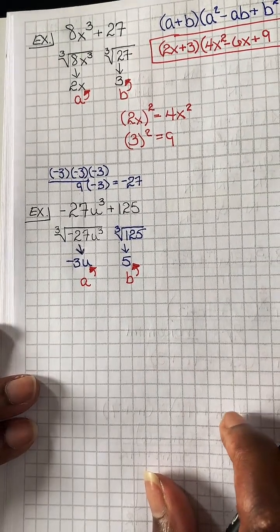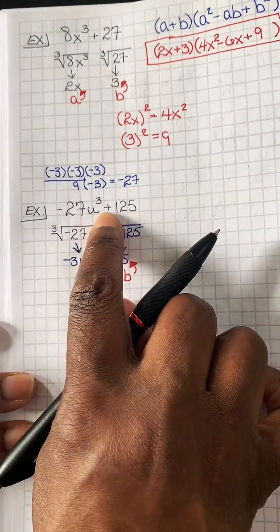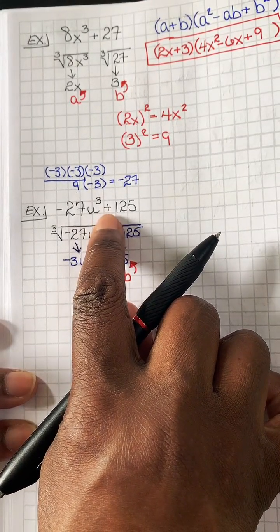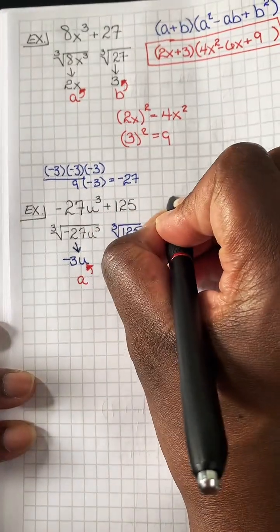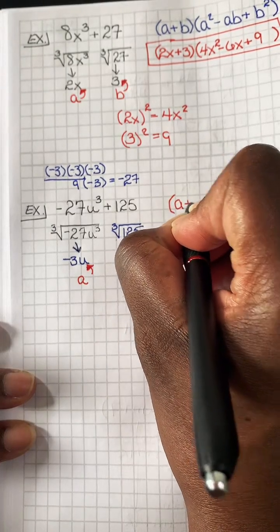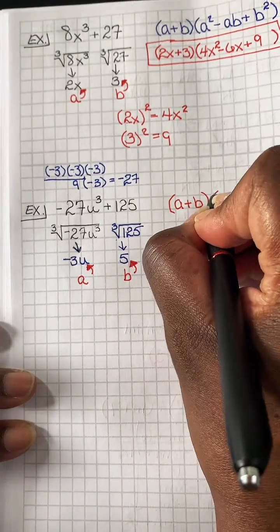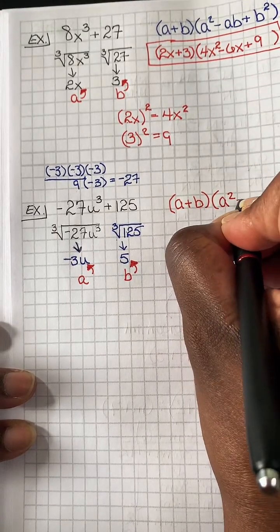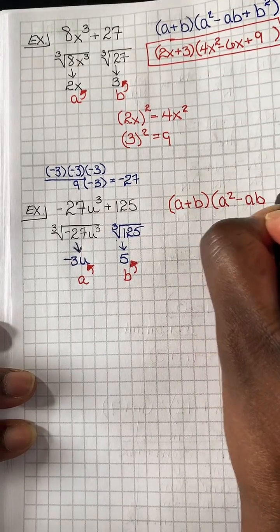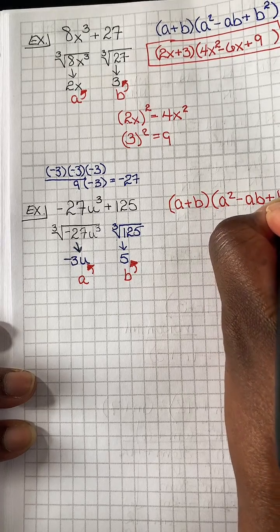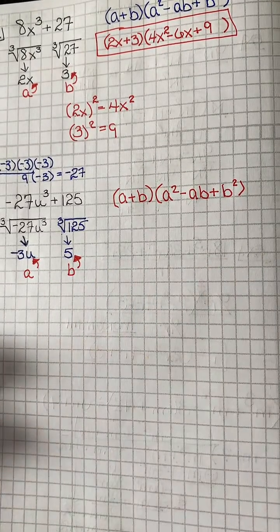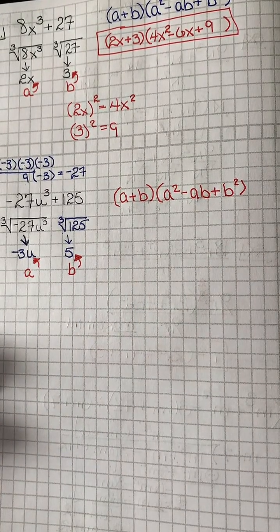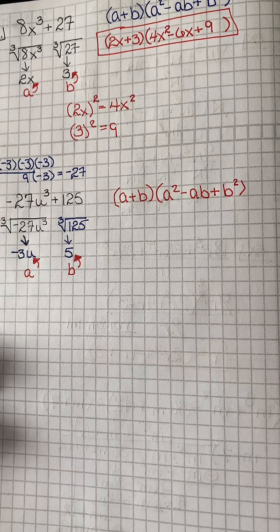So now we take a look, we're looking at sum. Okay, so there's a plus sign. So we're looking at sum. So that means we have our A plus our B times A squared minus AB plus B squared. Okay, I write it out every time until I have it memorized. I know it may be an extra step, but it's a step that's going to be worth it.